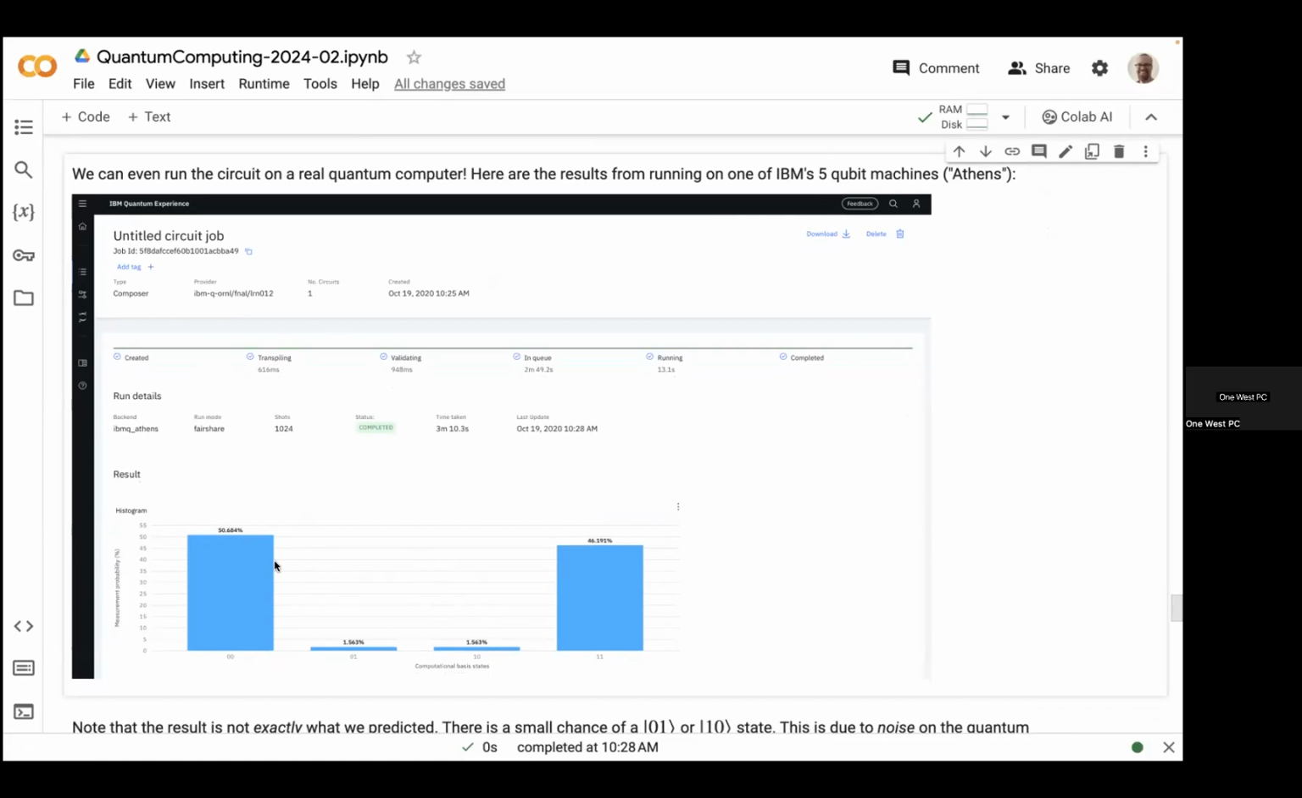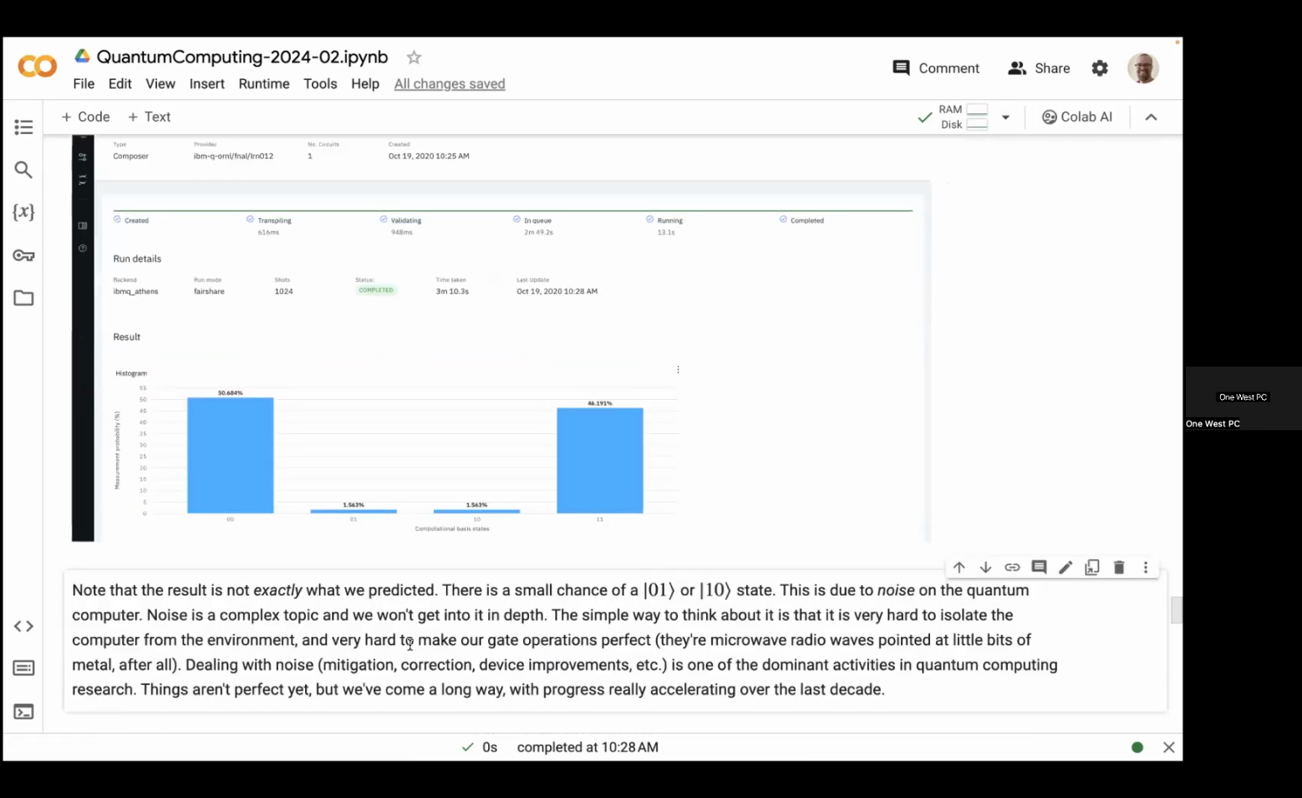And what's kind of interesting is the results aren't exactly what we predicted. Remember, we decided we were going to see only 0, 0, and only 1, 1. Right here, I've got 50% in 0, 0, and 46% in 1, 1, and 1.5% in each of the other states. What's going on here? That's due to noise on the quantum computer.